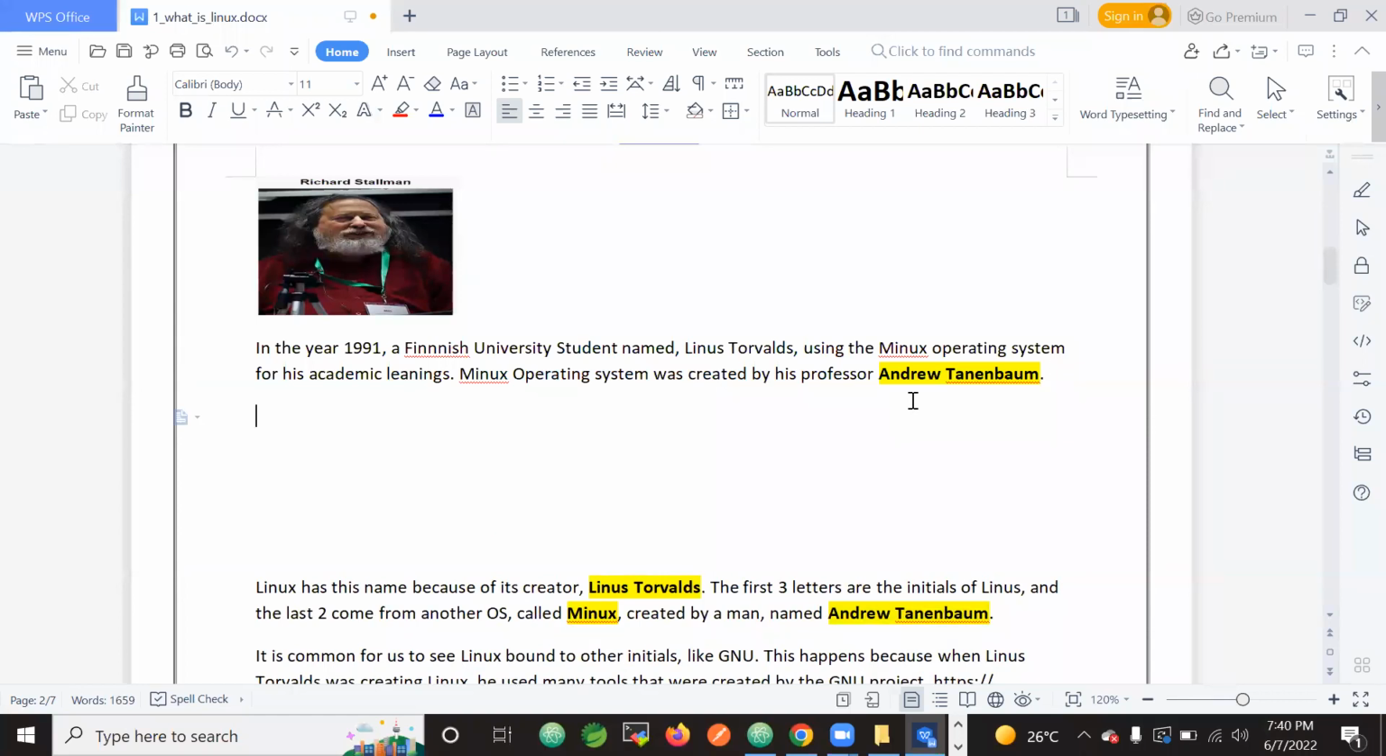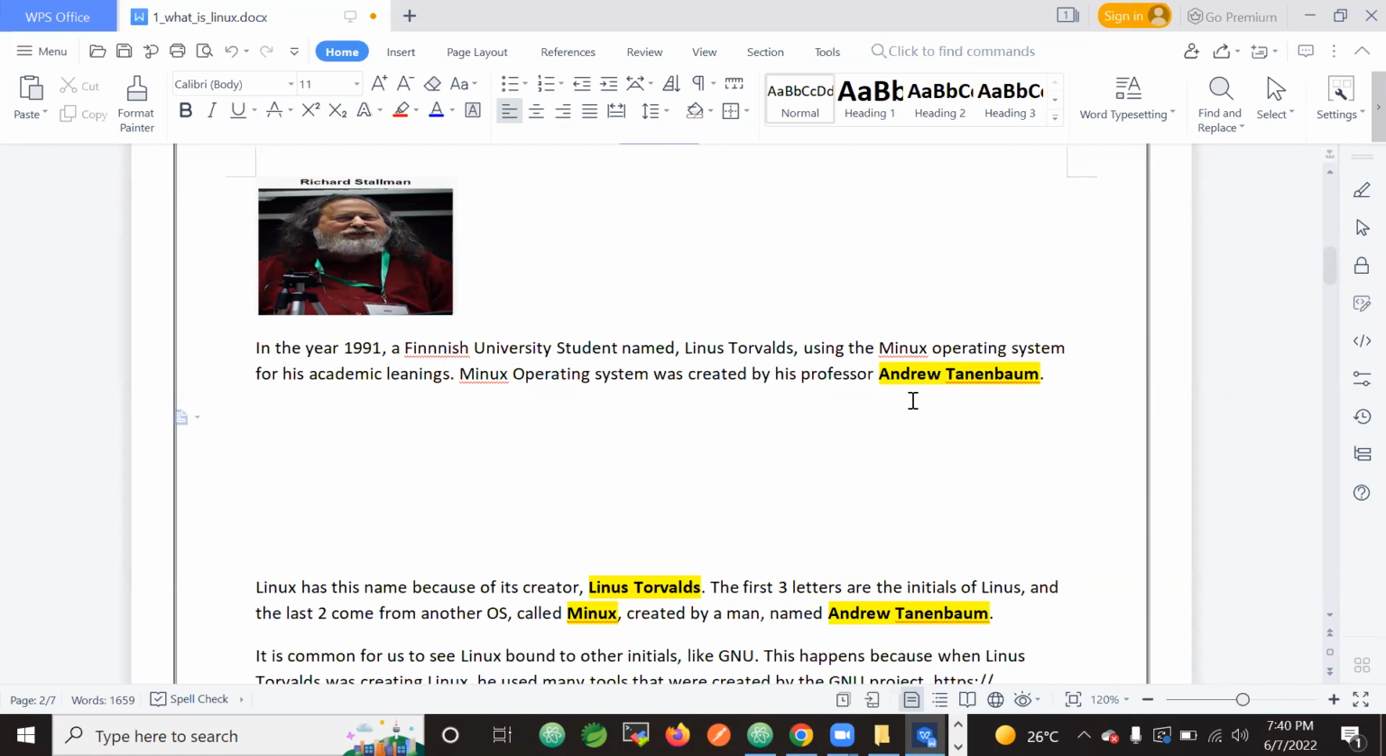So what happened: Linus Torvalds is using this operating system for his academic learning, and it is not user friendly. It was so tough, actually, because it is a Unix-like operating system restricted only for educational use.